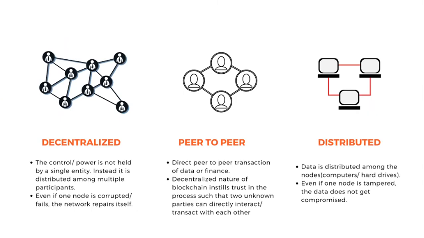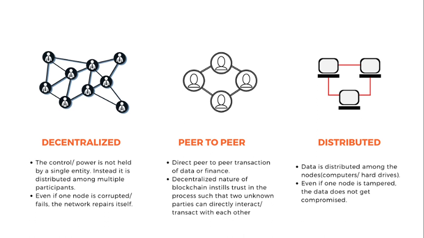We have seen three terms. Let's explain those terms. First of all, we have learned about decentralized. Decentralized says the control and power is not held by a single entity. Instead, it is distributed among multiple participants. Even if one node is corrupted or fails, the network repairs itself. Peer-to-peer: direct peer-to-peer transaction of data or finance. The decentralized nature of blockchain instills trust in the process such that two unknown parties can directly interact or transact with each other.